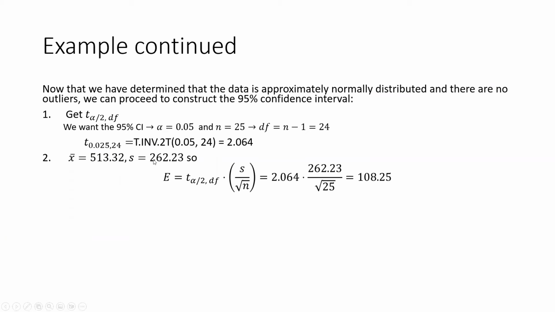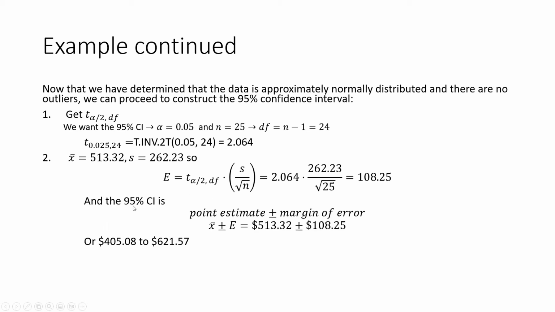With those two values and the quantile from the t distribution, we can construct our margin of error. So our E is t alpha over 2 comma DF times the sample standard deviation divided by the square root of the sample size. We saw that t was 2.064, and Excel told us that the sample standard deviation was 262.23, and we're going to divide by the square root of 25. And that comes out to 108.25.